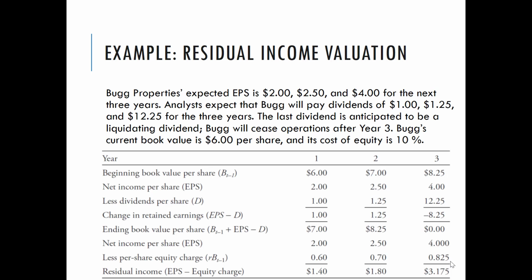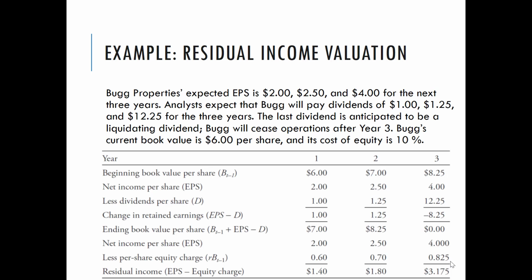So it's your change in retained earnings that you're trying to figure out, because the differences in book values from year to year can be traced back to net income and dividends. Once you know what the beginning book value is for each period, you can then calculate the equity charge for each period as well, because it's 10%, so 60 cents in the first year, 70 cents in the second year, and 82.5 cents in the third year.